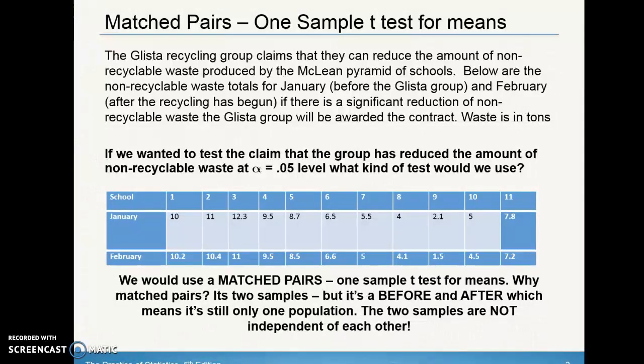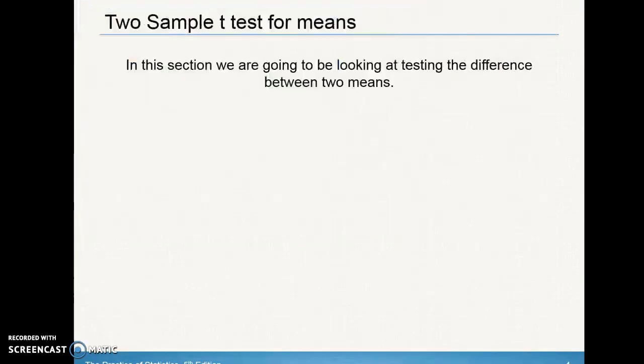Why? Because it is not two independent samples. It's two samples, but it's a before and an after. It's still only one population. I'm not taking the information from two different populations. I'm taking information from one population in January and then that same population again in February. The two samples are not independent of each other. So just be on the lookout for that as you're looking for a two-sample t-test versus a matched pairs.